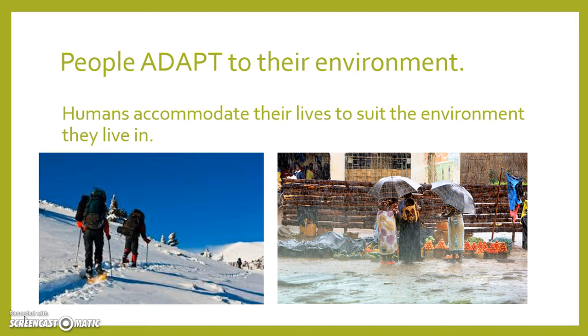Like the people you see in the picture, they need to travel through the snow, and so they use special equipment to get through it. That is one way in which they're adapting. They're also wearing thick jackets to adapt to the climate. On the right, you see people who are also adapting. They can't change the fact that it's raining, but they can use umbrellas to shield themselves from the water. So this is an adaptation.